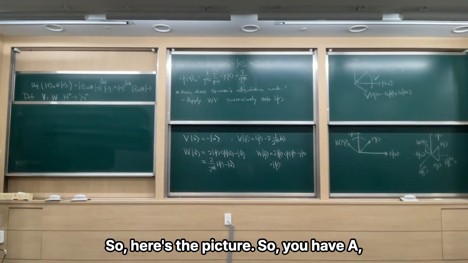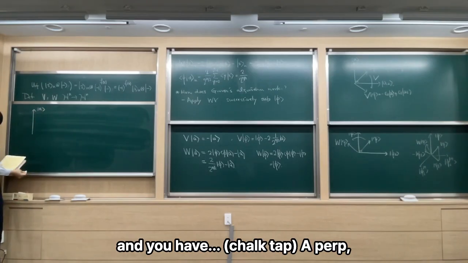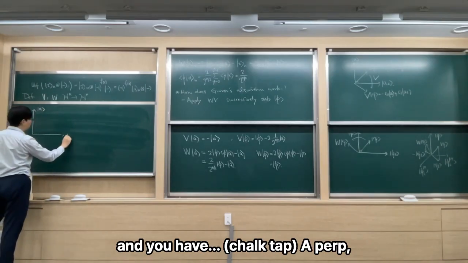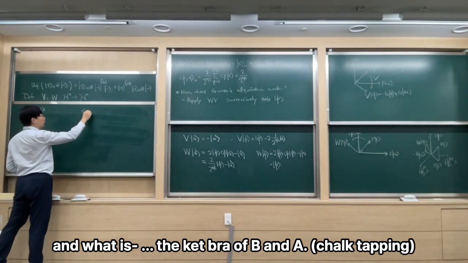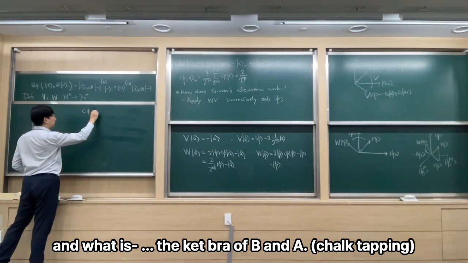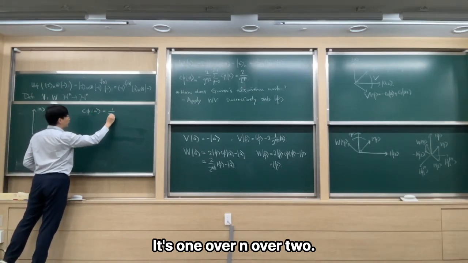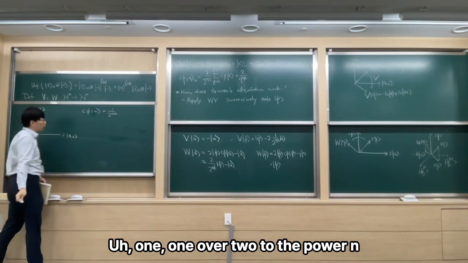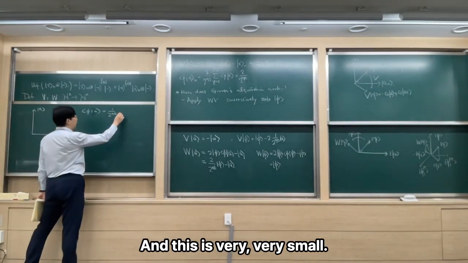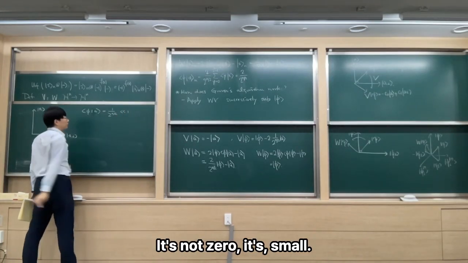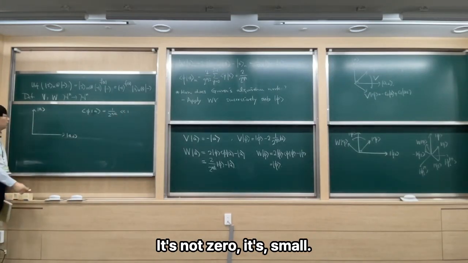All right, so here's the picture. So you have A, and you have A perp. And what is the bra-ket of phi and A? It's 1 over 2 to the power n over 2, right? And this is very, very small. It's not 0, it's just small.